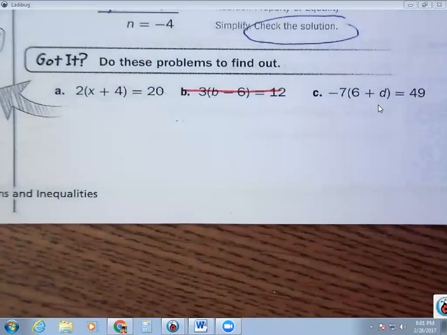So step by step, start with dividing by what we're multiplying the quantities by.